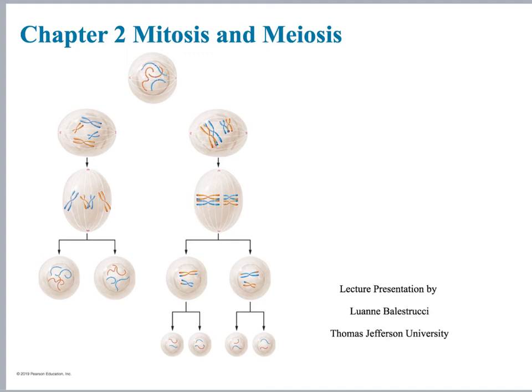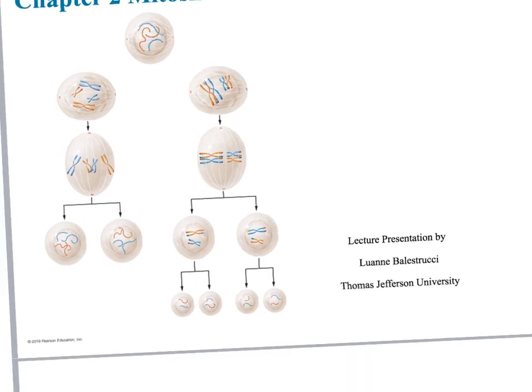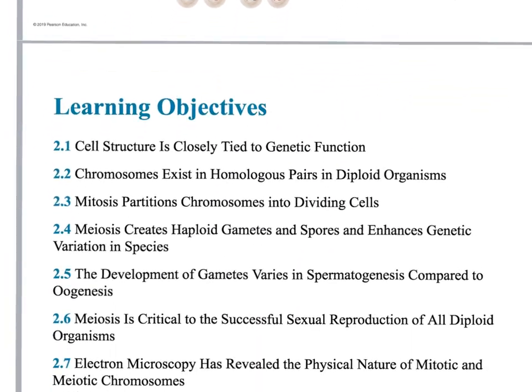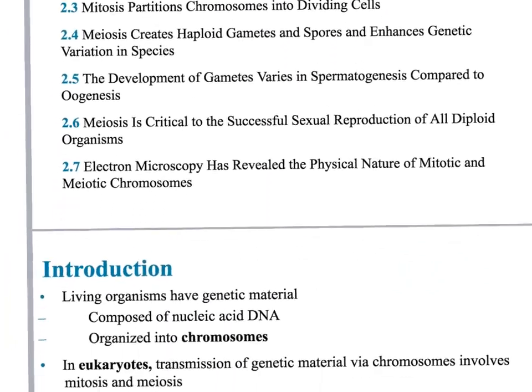We're going to look at the two processes for distributing those chromosomes, from cell to cell, as well as within an organism, from parent to children too. Our next slide here is our learning objectives. I won't read them over. You can take a look at those.